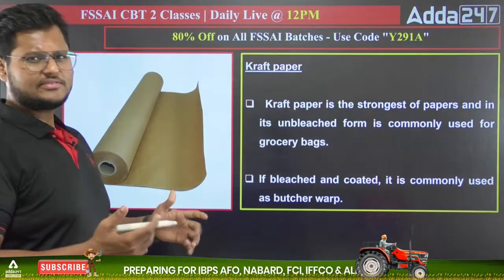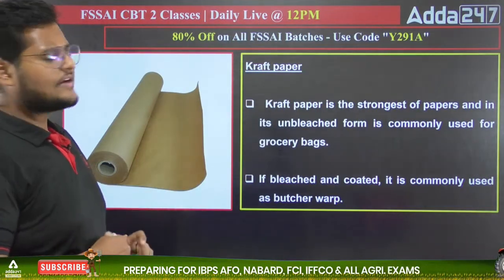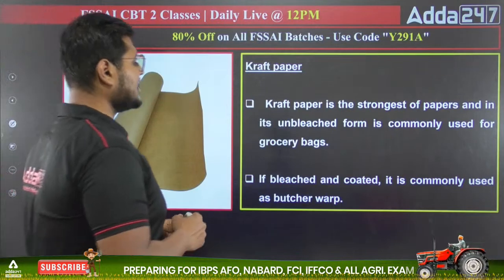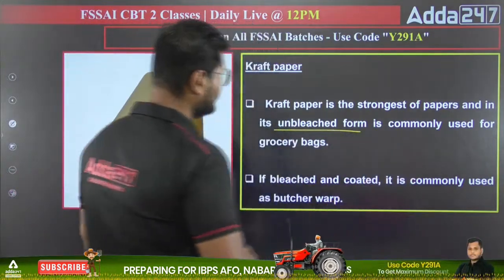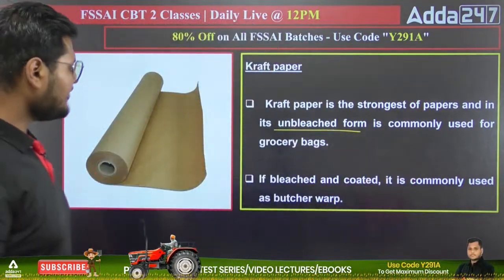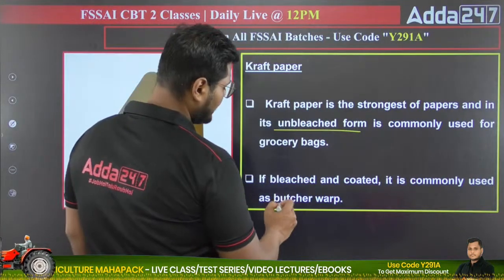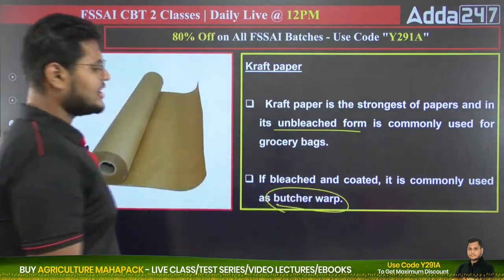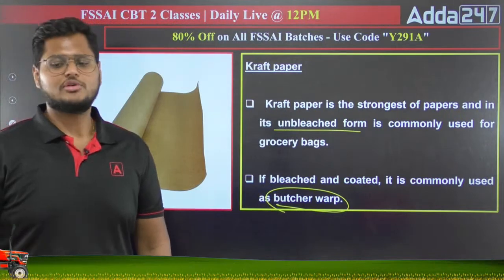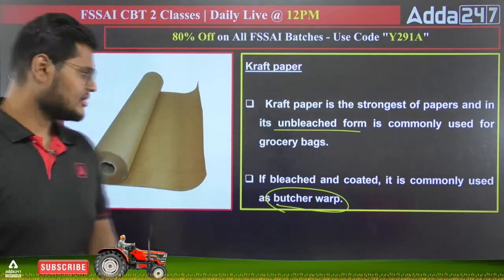Kraft paper, you might have seen this, I guess. Okay, kraft paper is the strongest of the papers and in its unbleached form is commonly used for grocery bags. Okay, if bleached and coated, it is commonly used as butcher wrap. Okay, if it is bleached and if it is coated, it can be also used as butcher wrap.